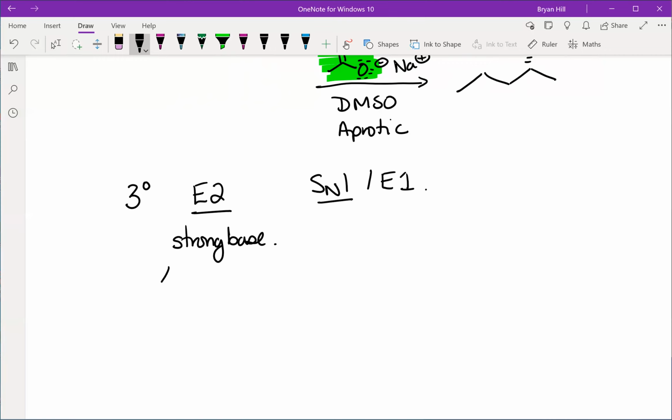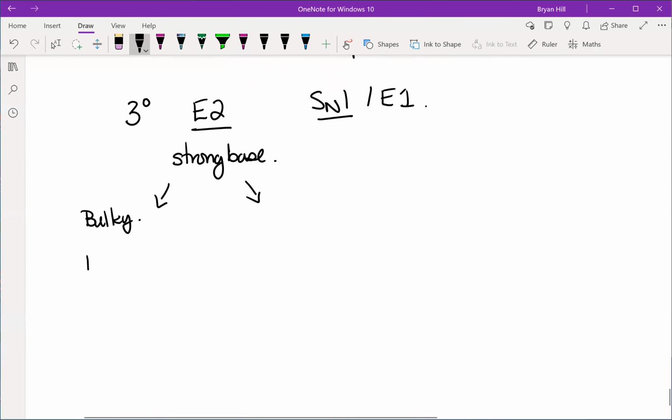And then is it bulky? This will give us the Hoffman product. If it is small, then it would give us the Zaitsev product.